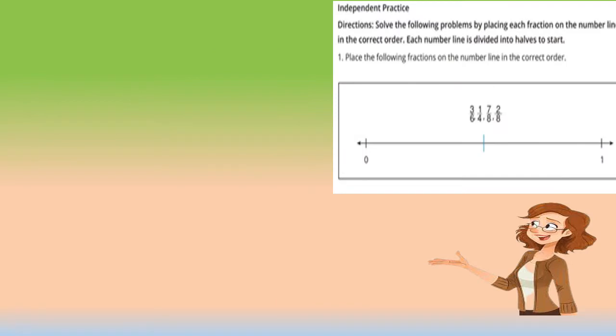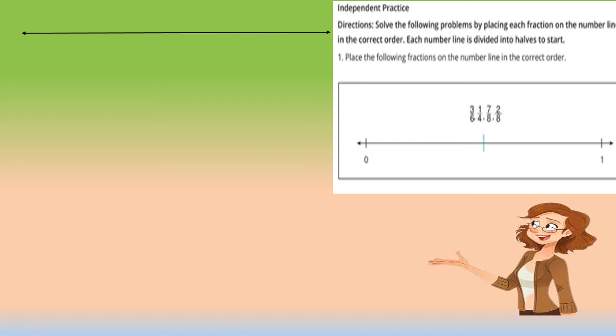Direction: solve the following problem by placing each fraction on the number line in the correct order. Each number line is divided into halves. So to start, number 1, place the following fractions on the number line in the correct order. My fractions are 3 over 6, 1 over 4, 7 over 8, and 2 over 8. I want to order or arrange them on the number line. I will draw each number line for each fraction.